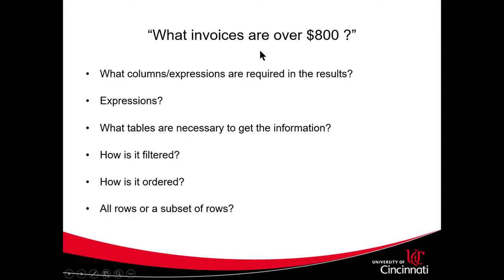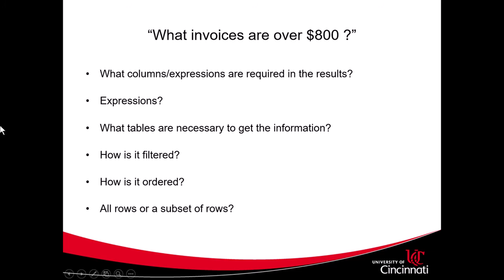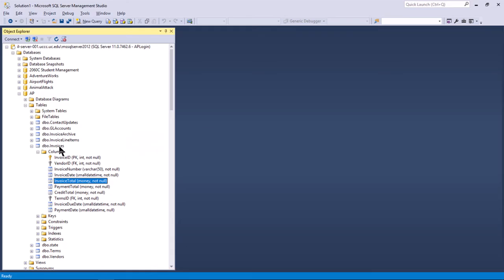What invoices are over $800? Well, we definitely need a column, and let us assume, reasonable assumption, that invoice total is the column we're after. Are there any expressions? No, we have a column that works for us. We don't have to add, subtract, multiply, divide. What tables are necessary to get the information? We've already decided that the invoice table is what we need. Since this is week 3 of Introduction to Databases, we're not doing anything complex like joining tables. We'll get to that in a few weeks.